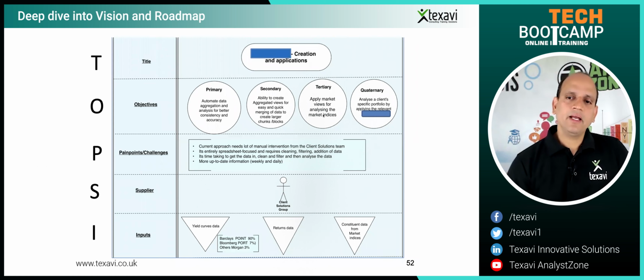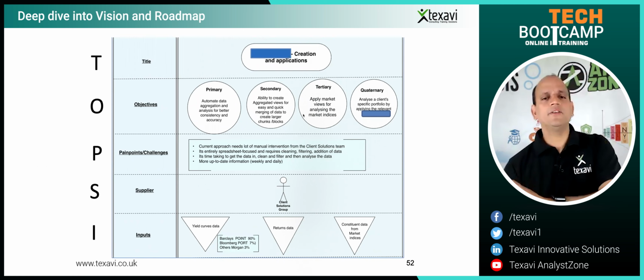And the tertiary objective is to apply this for analyzing the market indices. So basically there are different objectives for this.